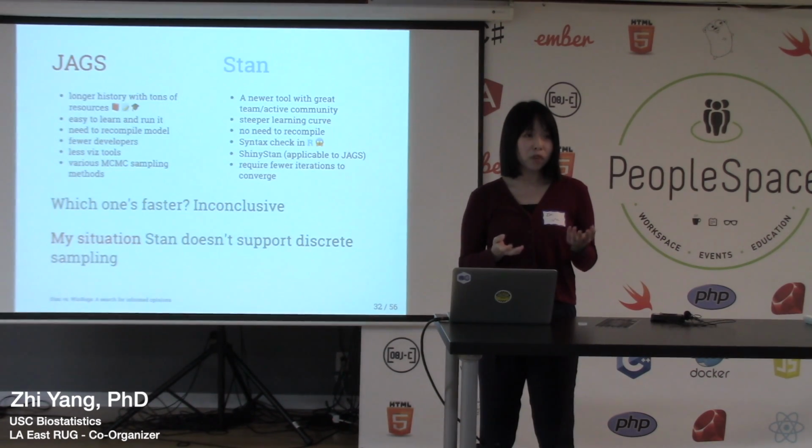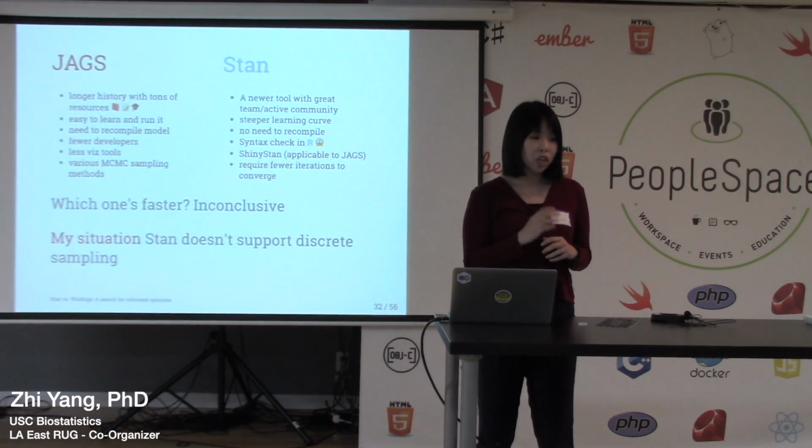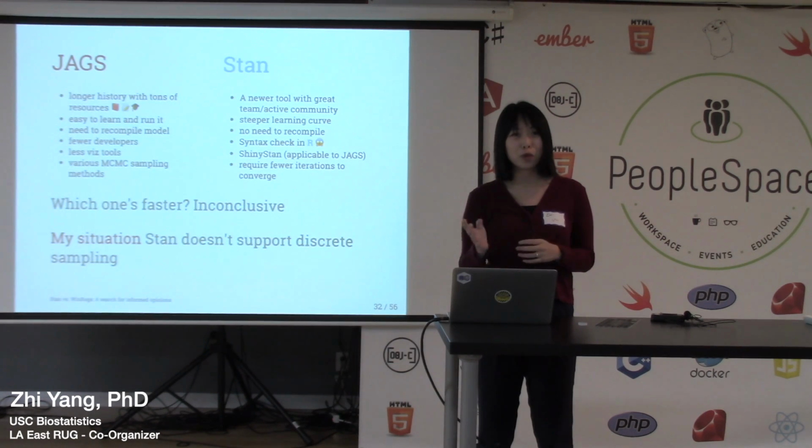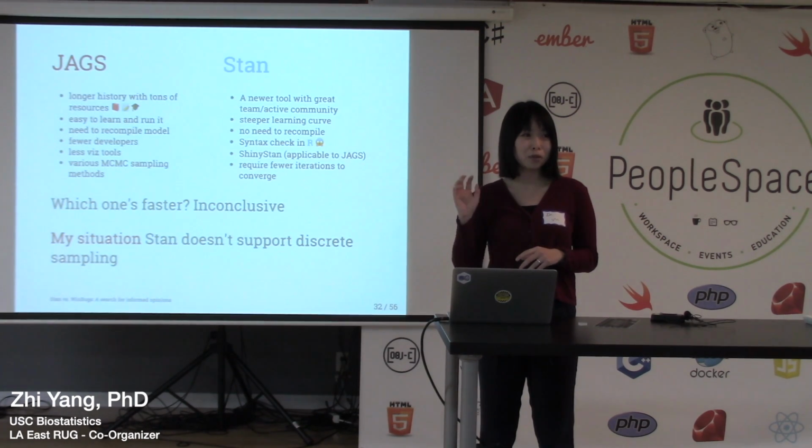For JAGS, it has been there for a really long time. You really get to see a really rich set of materials out there, and it's very easy to learn and run. And then you do have to recompile the model, and I don't think that's the case for STAN. But for JAGS, as I can know or learn in the past 4 years when I was in the community, there's not many developers out there to help you out as compared to STAN. If you just post the questions there quickly, there's a lot of people replying trying to help you out. And some of the tools like visualization tools, I don't think JAGS has a really good advantage over STAN.